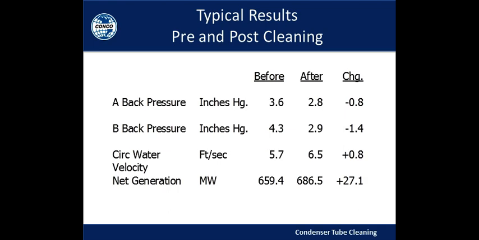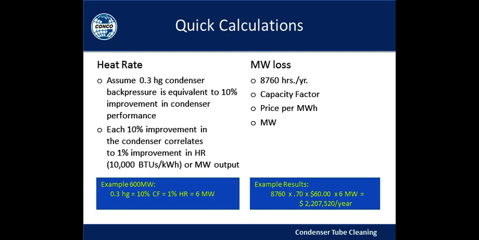27 megawatts? That's more than a field of windmills. 27 megawatts, that's a whole other unit on your facility. That's a couple hundred million dollars of investment to build a plant for 27 megawatts. And of course, you even saw an increase in circulating water flow, and it made it all the way to 6.5 feet per second.